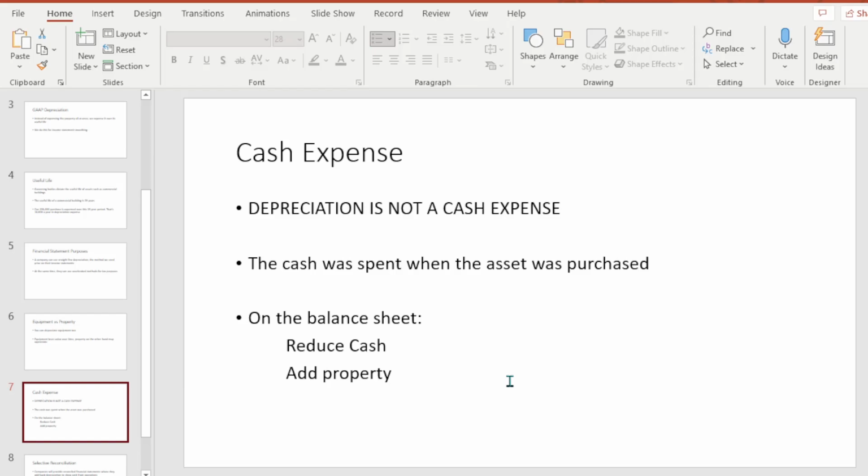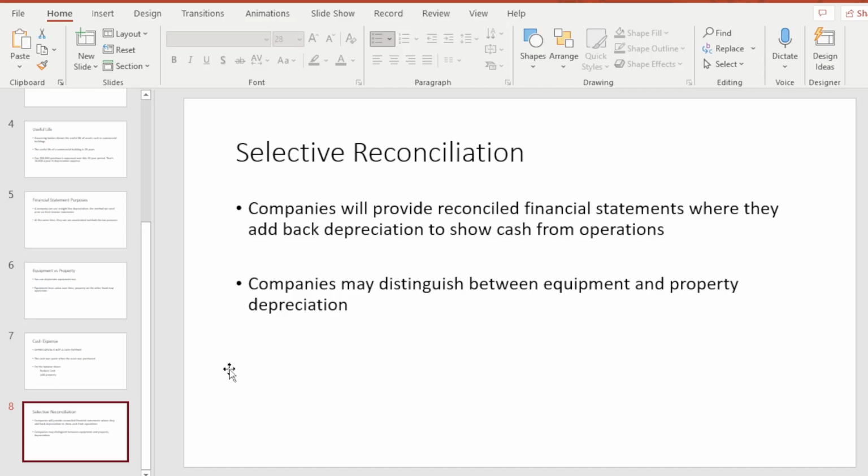Now on the balance sheet, in the year that the asset was purchased, we reduce cash and we add property to that line item, plant, property, and equipment. So in the future, every single time we have this expense called depreciation expense, this is not hitting the cash account. The cash account was already hit. So companies, they do a reconciliation where they actually add back depreciation into their income statement.